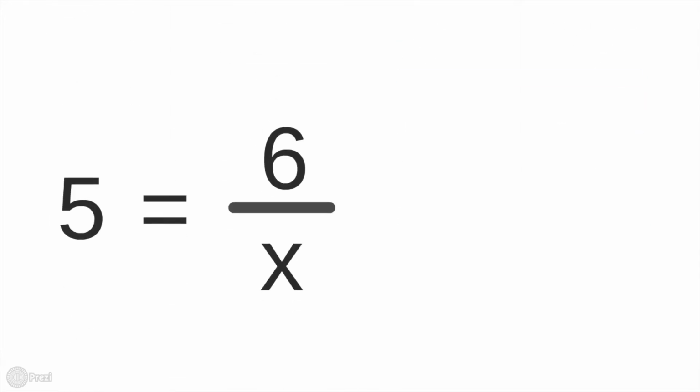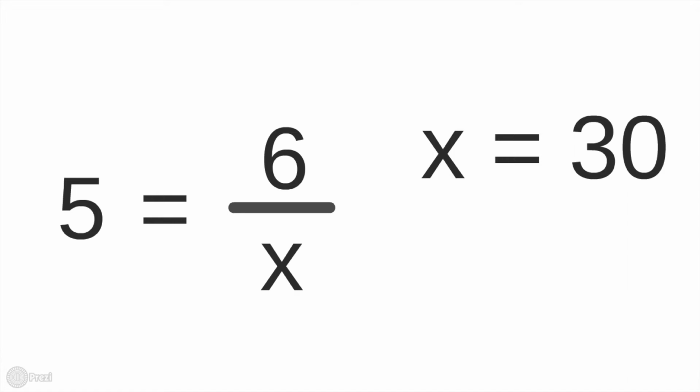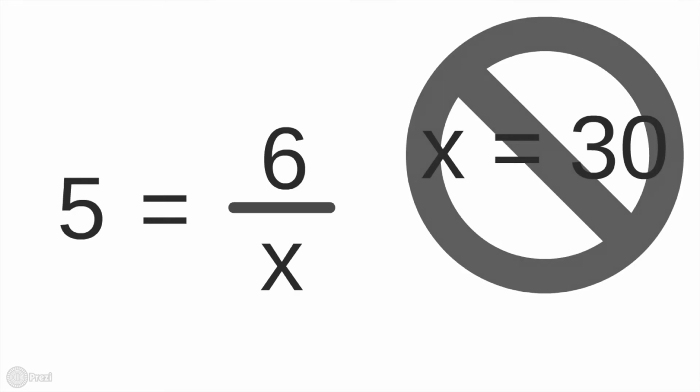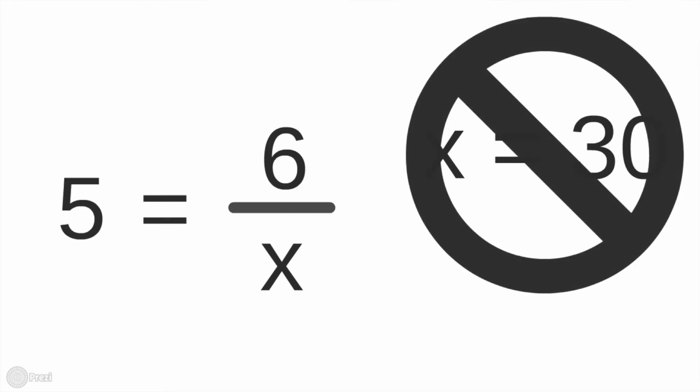More people, in fact many adults, have trouble with this one. 5 equals 6 over x. Here, the most common conclusion people jump to is still that x equals 30. But that shows a misunderstanding of the meaning of the ratio. X is not 30, and we're going to take a closer look at this equation a little bit later.